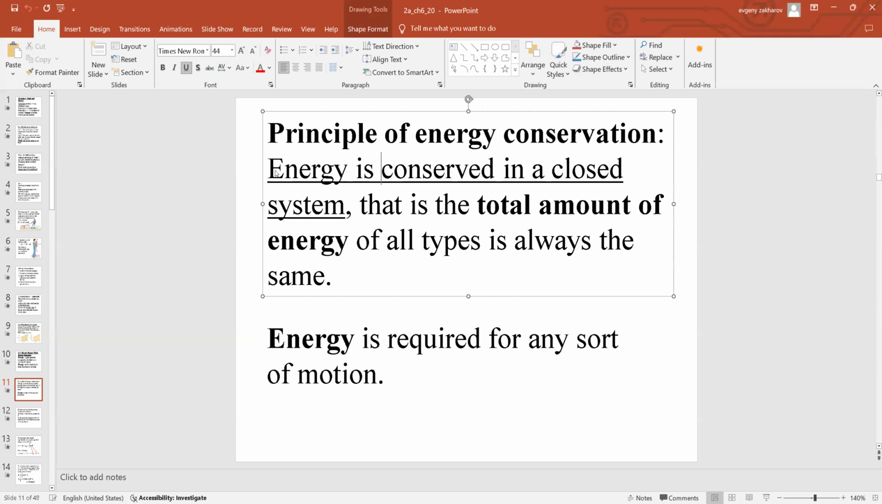So it is conserved in a closed system. Closed system means no energy enters the system or leaves the system. And if no energy leaves or enters the system, the total amount of energy of different types must be conserved.